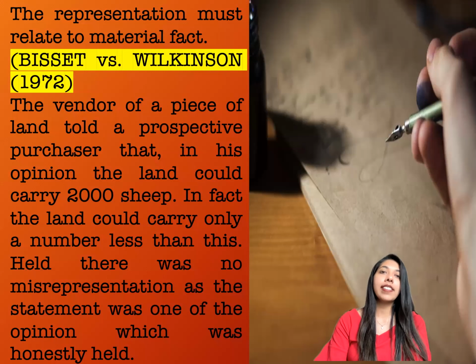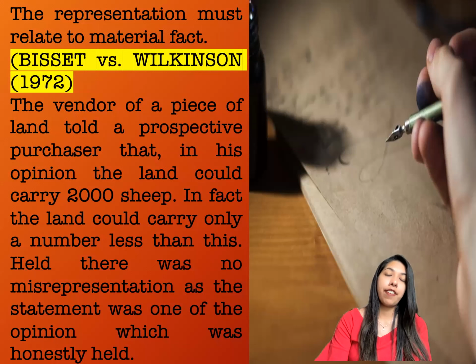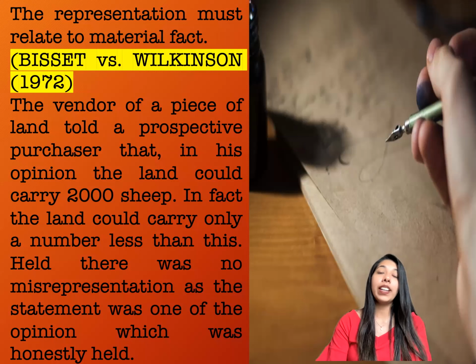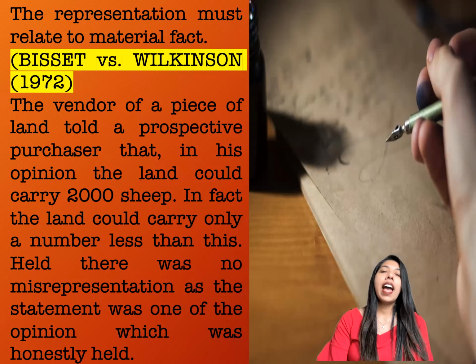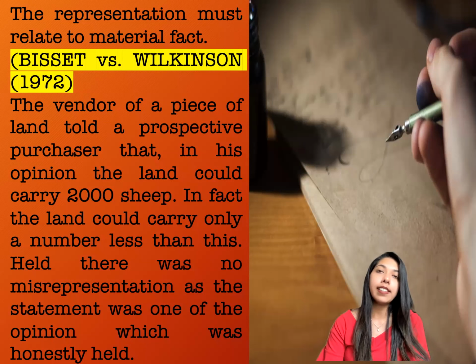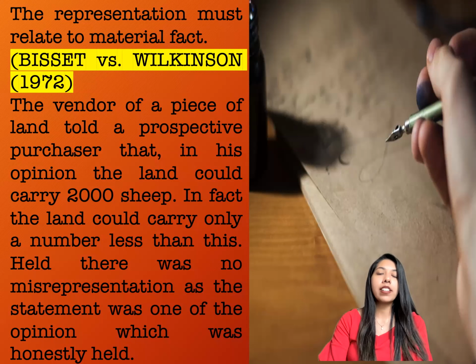And the second important point is the representation must relate to a material fact. There should be a connection with the material facts. The case law is Bissett versus Wilkinson, a 1972 case law. The facts of the case are that the vendor of a piece of land told a prospective purchaser, a person who is going to purchase the land, that in his opinion, the land could carry 2,000 sheep. That was an opinion given by the vendor to the prospective purchaser who was planning to purchase this particular land.